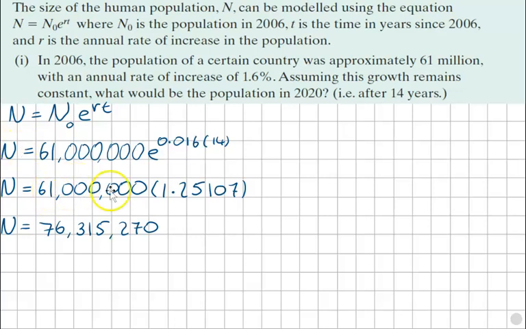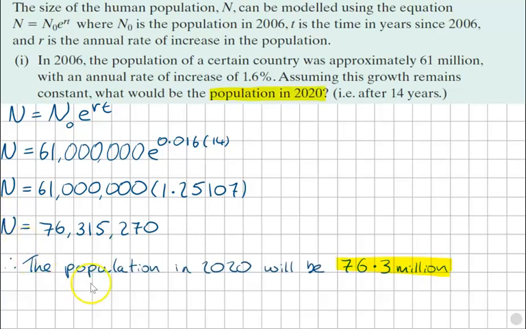And then into the calculator, you get 76,315,270. Therefore, the population in 2020 will be 76.3 million. So it's important to end with a sentence, an English sentence. So put it back into context.